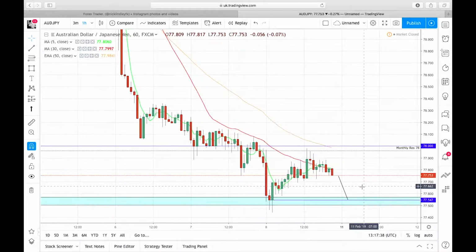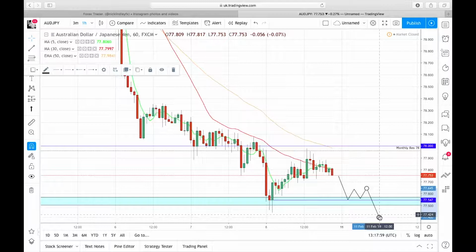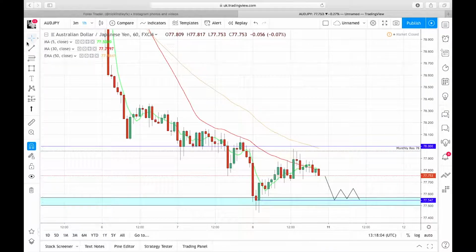We might consolidate back and forth, like so. And if this happens, what I will be looking for is price to make a wick low, but not a candle low, close back above 77,547, place in some bullish candlestick confirmations, which I'll also be looking for on the 15-minute time frame, and then maybe we can look at a short-term long back into the region of 7,800s.